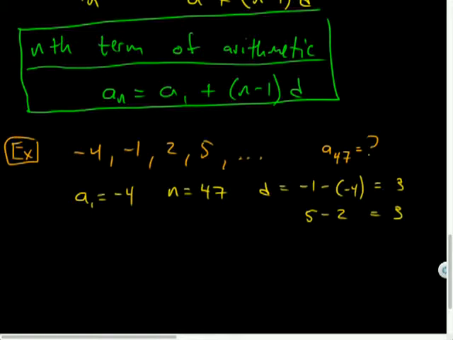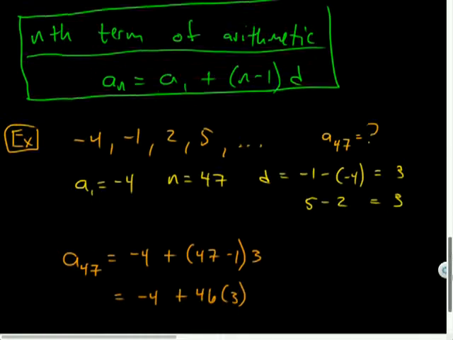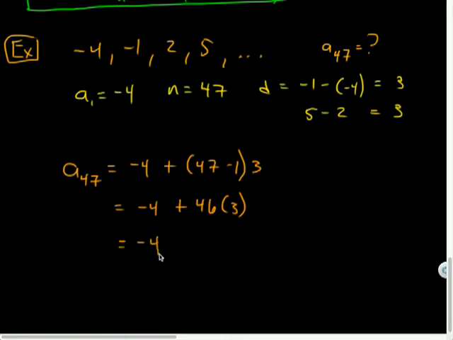So now that I know all of this, I can just plug in what I know and solve for what I don't. So A sub 47 is going to equal negative 4 plus 47 minus 1 times 3. So that's negative 4 plus 46 times 3. Let's see, and what is 46 times 3? That's 18 plus 120, 138. 138. So it looks like 134 would be our answer, right?